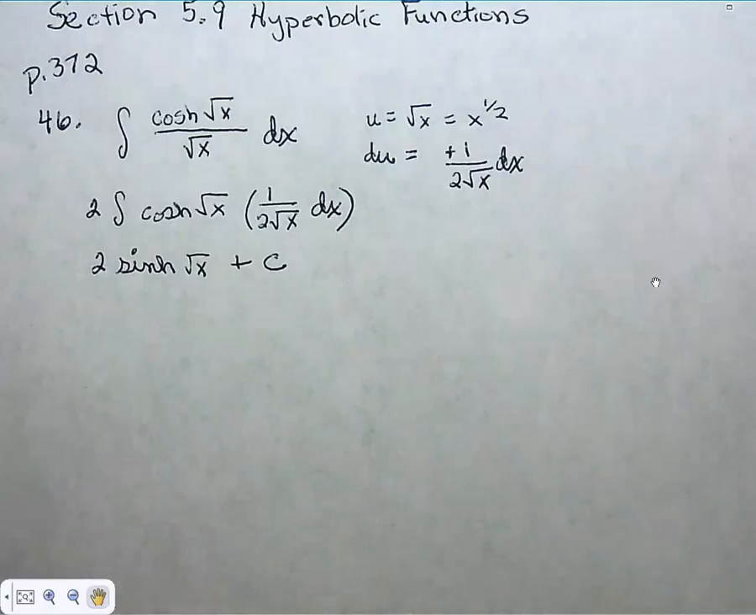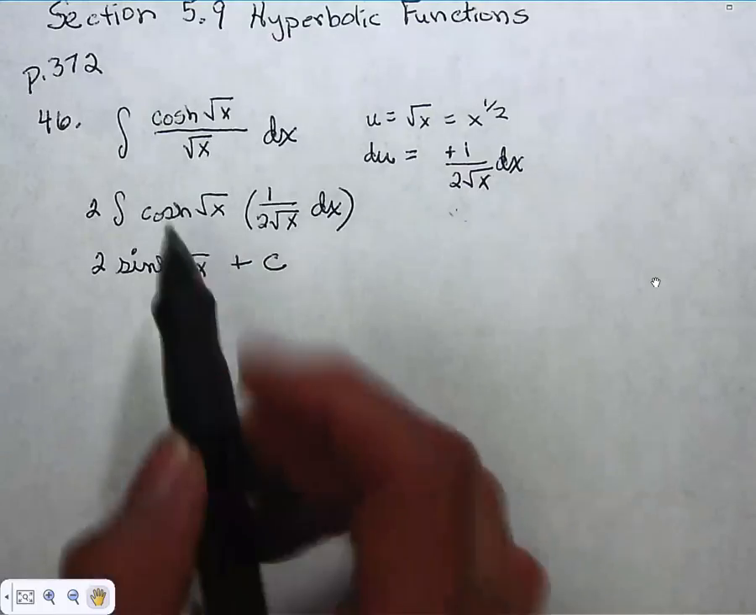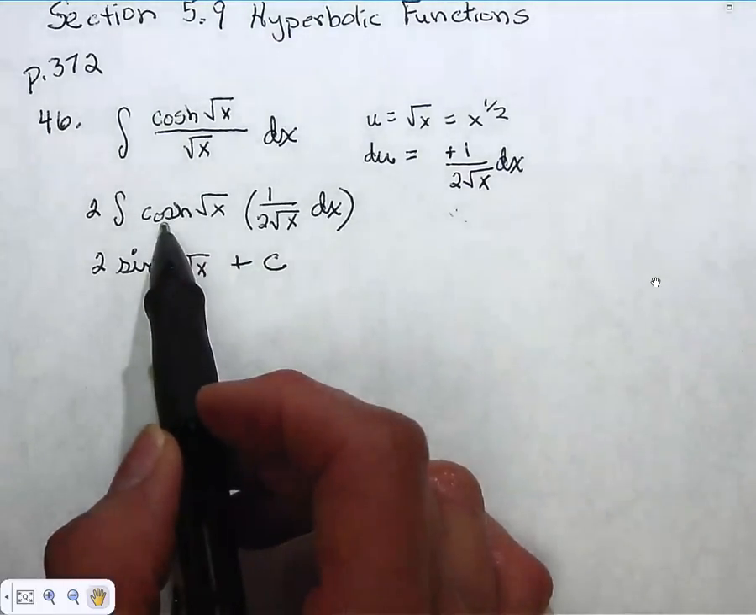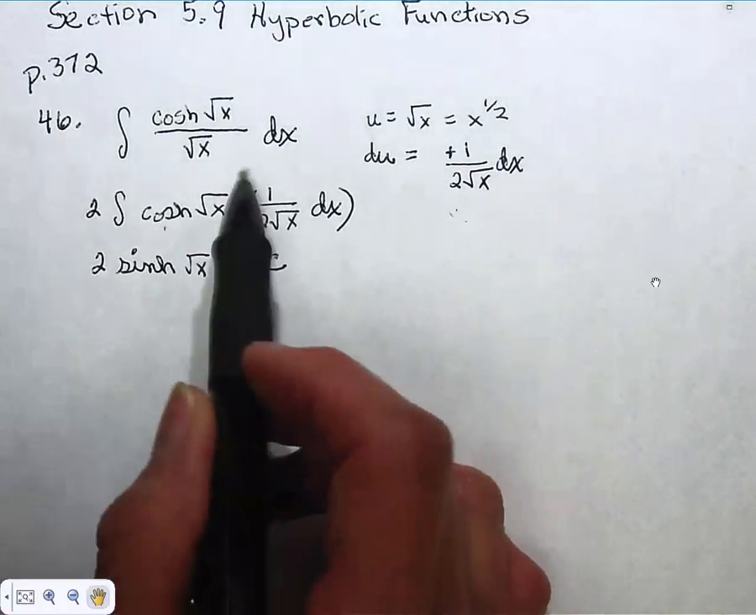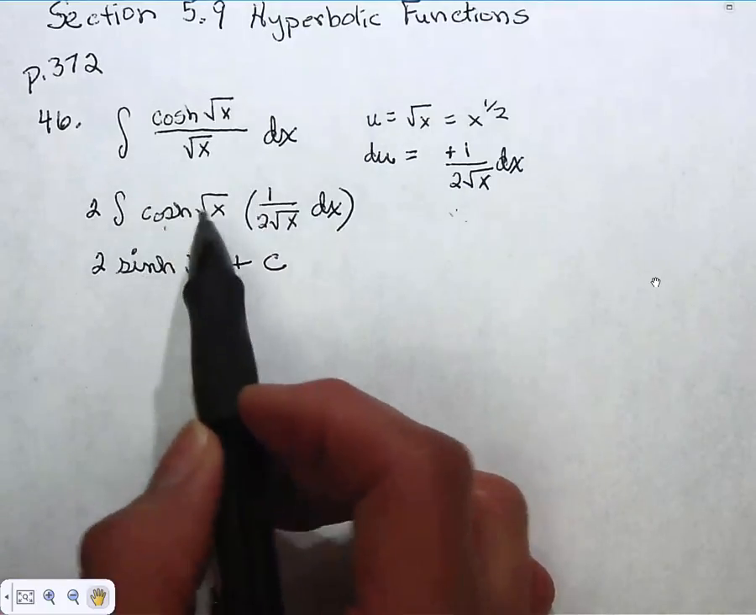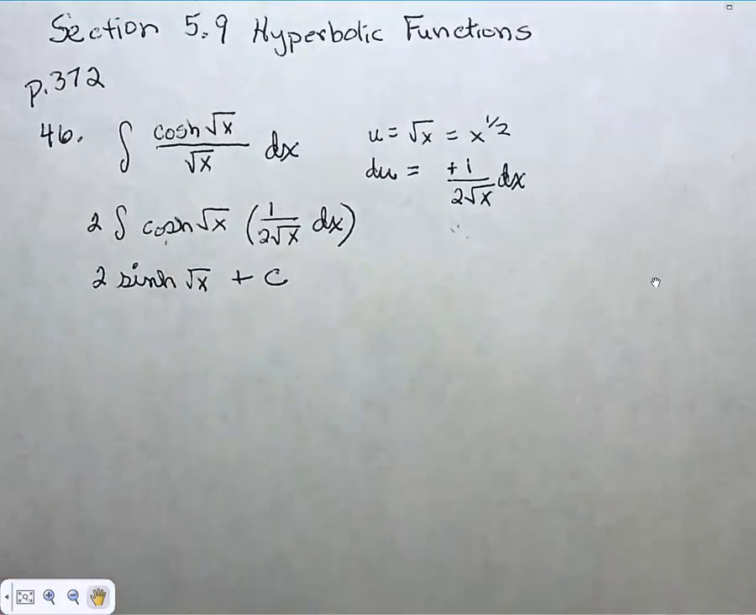Now, do you see why, Izzy, why u needed to be just square root of x? That square root of x in the denominator just ended up being part of du. Sure. Yeah, this wasn't cosh square root of x to the negative 1/2. It was cosh square root of x to the 1/2. So x to the 1/2 is what I needed to let u be.